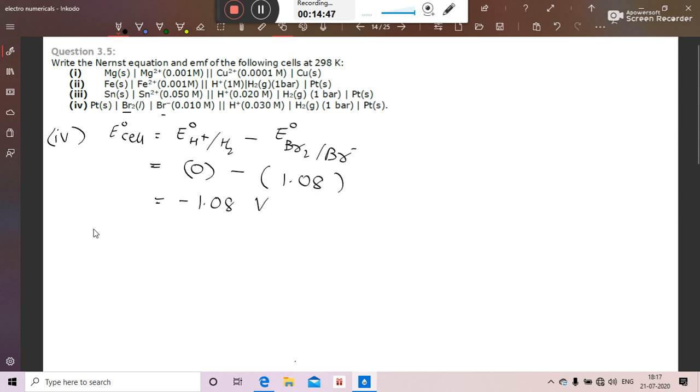Now what will be the balanced equation? At the anode oxidation of bromide ion will take place. So bromide ion after losing electrons will form bromine.